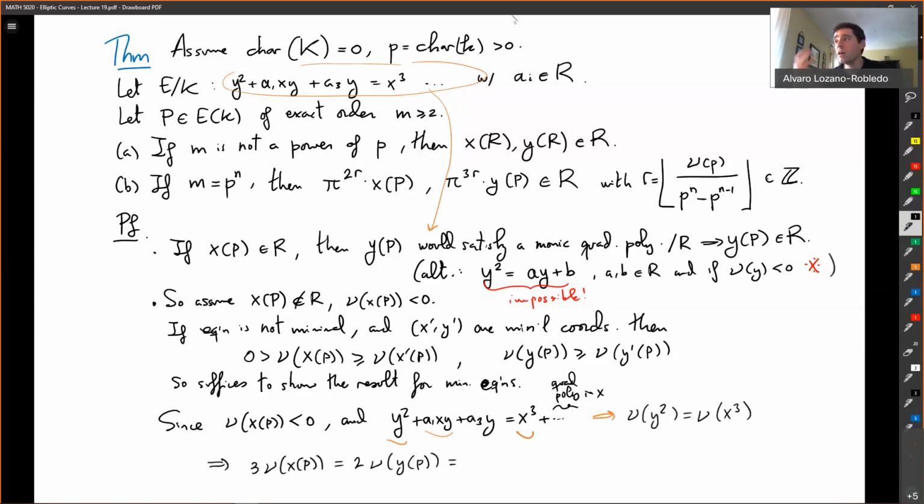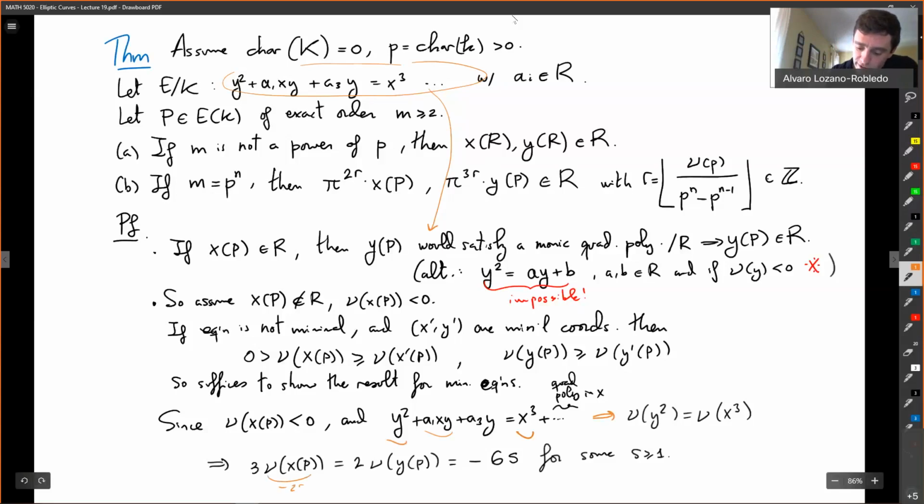Okay, let's call it, and the valuation of y then has to be negative. The valuation of x is an integer, the valuation of y is an integer, so the valuation has to be a negative multiple of 6. So this has to be something like minus 6s for some s bigger or equal to 1. Okay, so that the valuation of y is minus 3s, the valuation of x is minus 2s, and this is minus 3s.